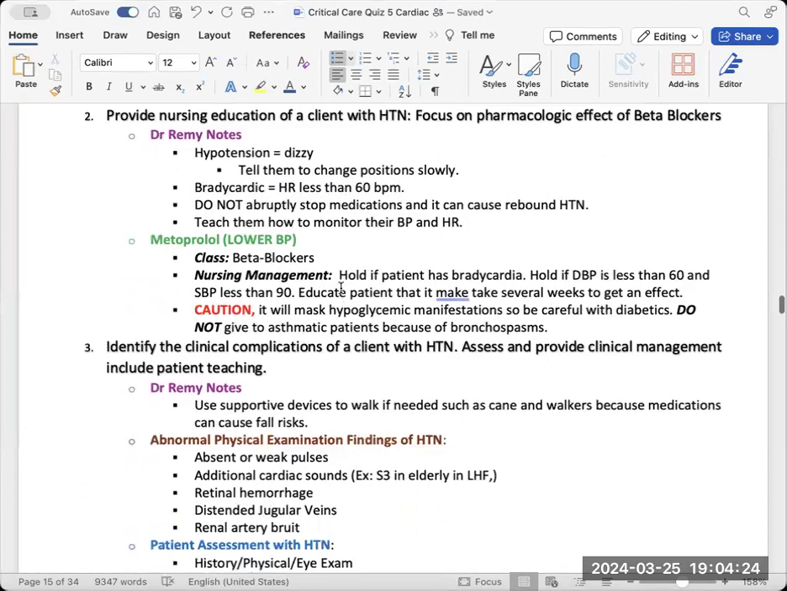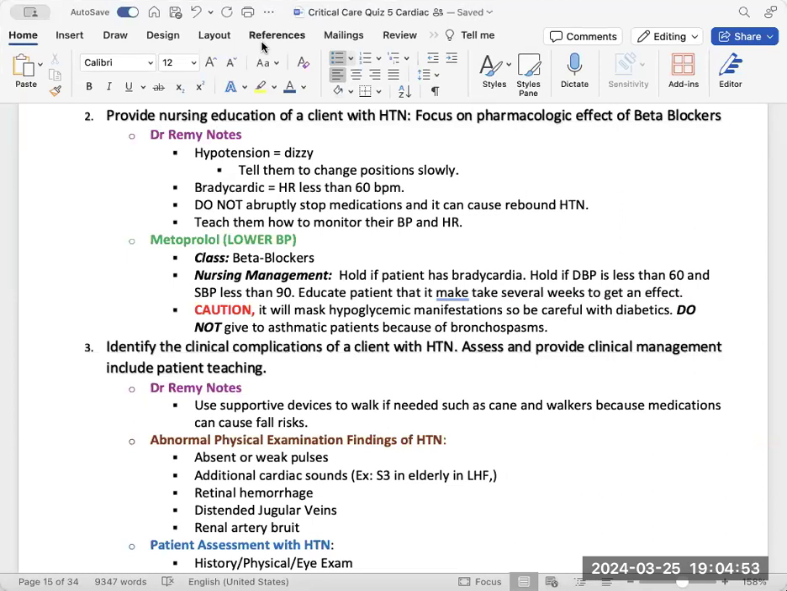Okay. The next is provide education of a client with hypertension. Focus on the pharmacological effects of beta blockers. So beta blockers, as we said, they can cause hypotension and bradycardia. So we hold if their blood pressure is too low, let's just say it's 90 over 50 or less, and a heart rate of less than 60. We should tell our patients how to monitor their heart rate and blood pressure so they can see these things, and that they cannot abruptly stop the medications because they could have rebound hypertension.